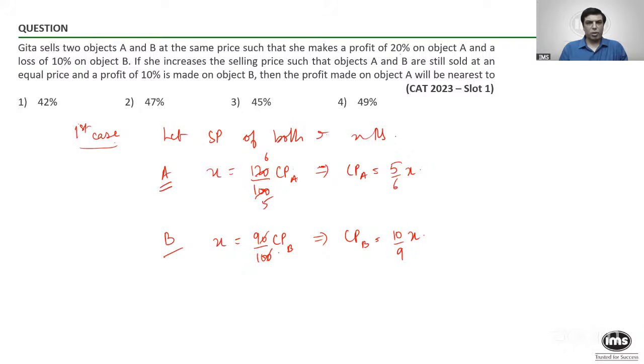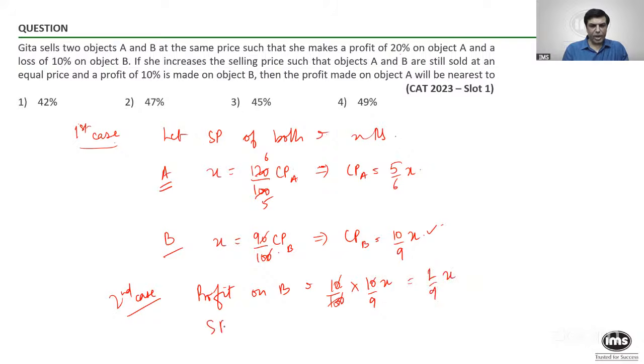Okay, now she increases the selling price such that A and B are still sold at equal price, and now she is making 10% profit on B. Because the cost price of B is known, we can calculate 10% of it. So how much is the profit on B in the second case? It is nothing but 10% of 10 by 9 x, which is 1 by 9 x. So what is the selling price of B now? It is 10 by 9 x plus 1 by 9 x, which is 11 by 9 x.